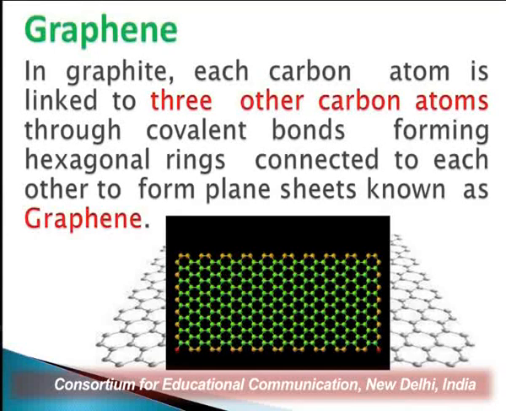In graphite, each carbon atom is linked to 3 other carbon atoms through covalent bonds, forming hexagonal rings. And when these hexagonal rings are connected to each other, then it forms a plane sheet, and this plane sheet is known as graphene. What is graphene? Graphene is formed by the hexagonal rings of carbon atoms, which are attached to each other and form a plane sheet. That is the graphene.